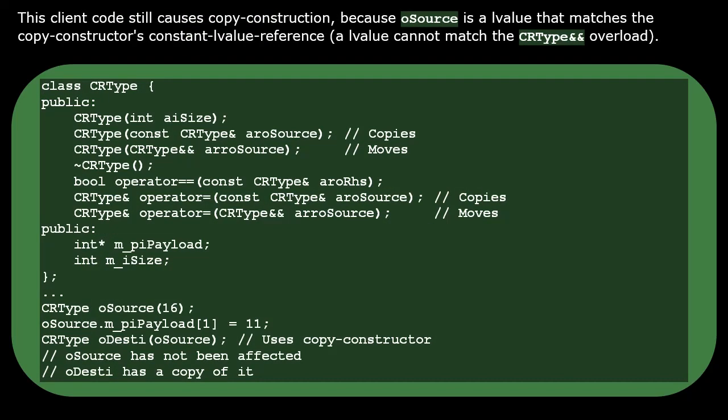Take a look at this example client code. This oSource variable is something that could be assigned to by writing it on the left-hand side of some assignment statement. Therefore, it is what we call an L-value. For function overloading, it will match the traditional const reference, which we might now more carefully call a constant L-value reference, not matching the R-value reference type. As a result, copy construction gets performed.